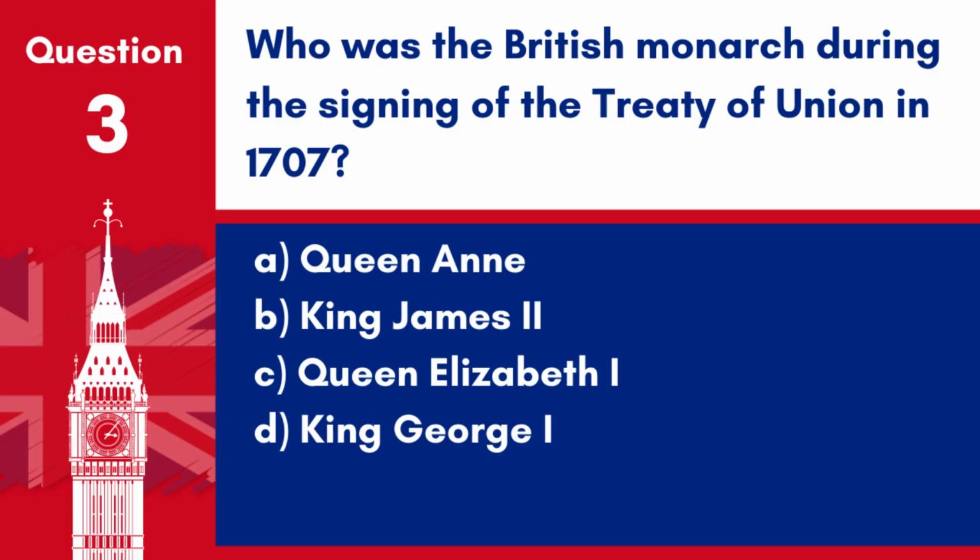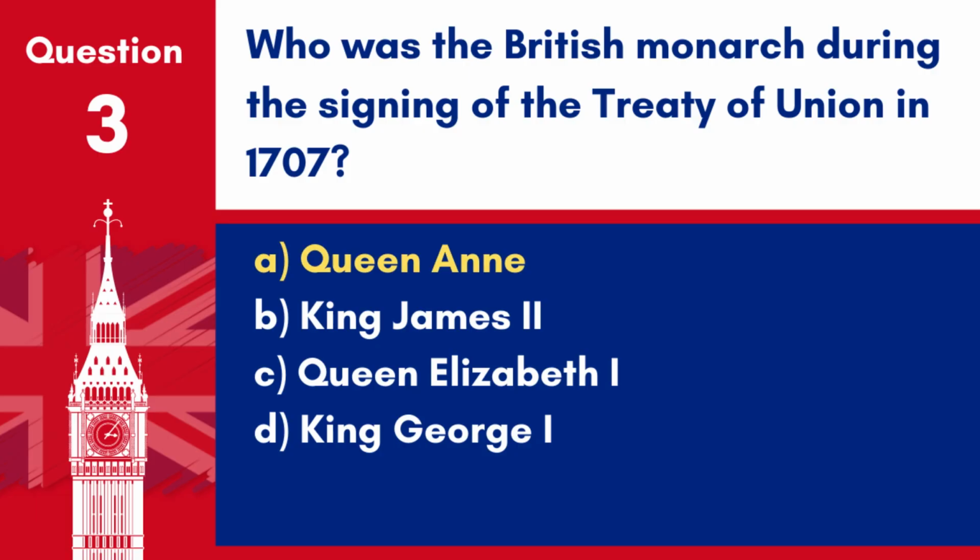Question 3. Who was the British monarch during the signing of the Treaty of Union in 1707? A. Queen Anne. B. King James II. C. Queen Elizabeth I. D. King George I.